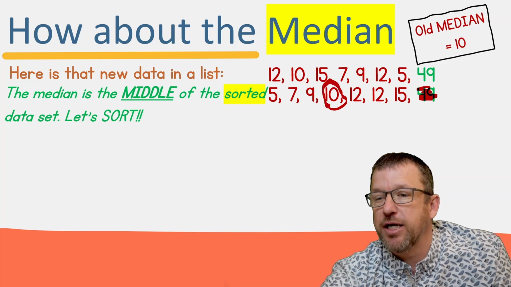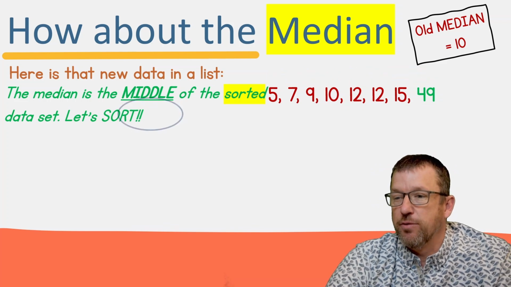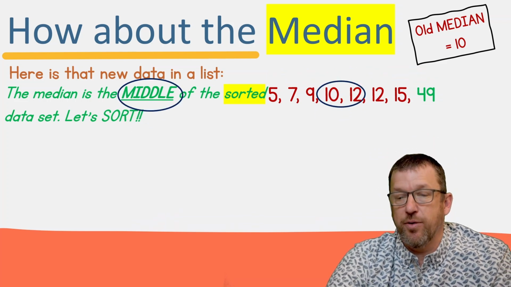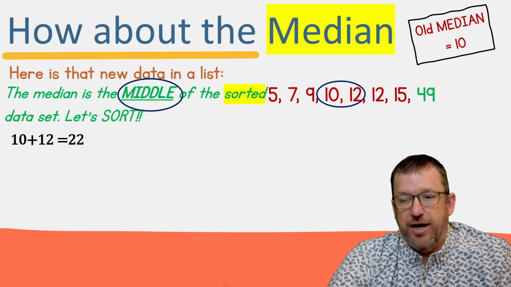Because we had 3 on each side. Well, now we added 49, which means we need to find a new median. So we find the middle of this data set, and it's 2 numbers. It's 10 and 12 now. So we take that to find the median.